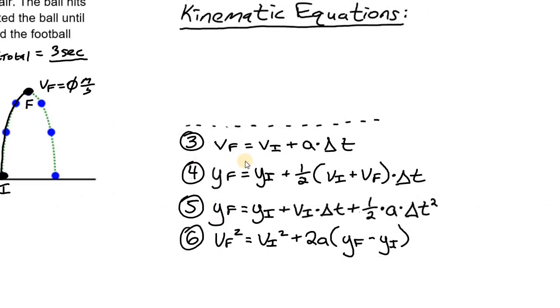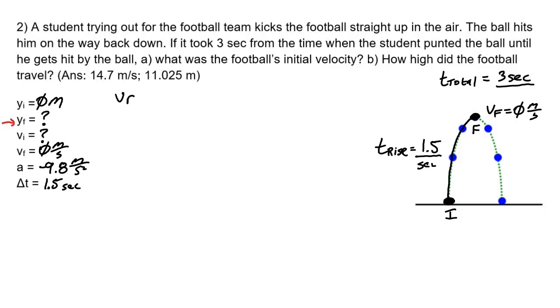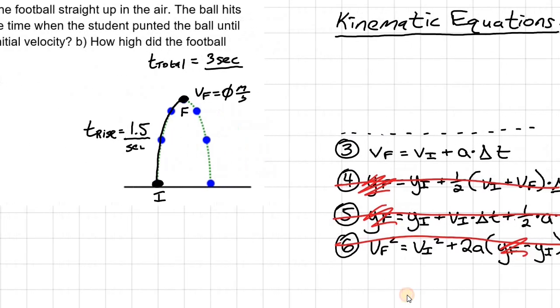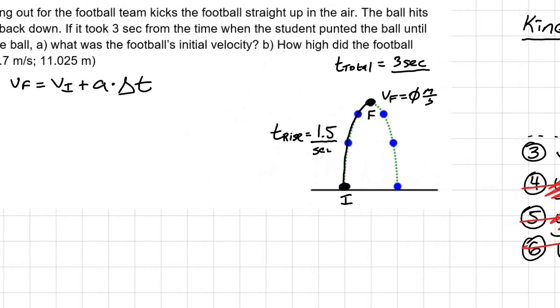Where do we see the height of the ball? The YF. Oh, right there. We got the YF. Right here we have YF. And over here we have YF. All right, so this is the only equation that doesn't have YF in it. So let's use this to find the initial velocity. VF is equal to VI plus our acceleration times our delta T. Once again, we're going to make sure that we wrote this down correct. And that looks pretty good, right?